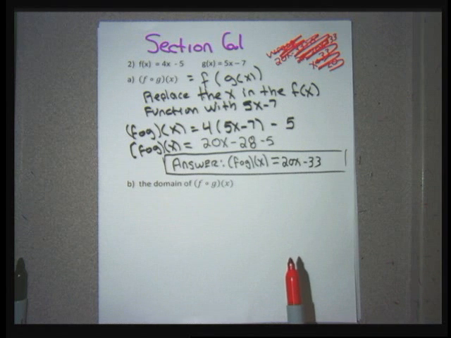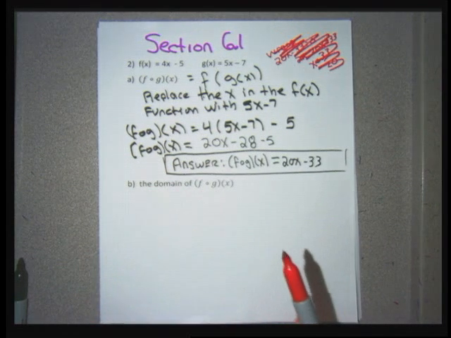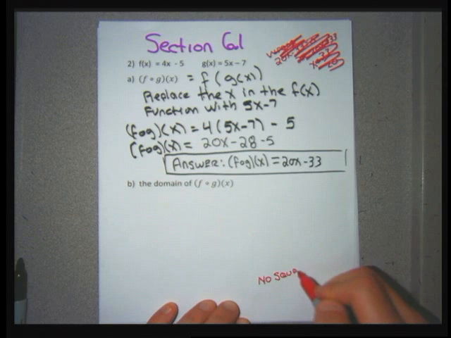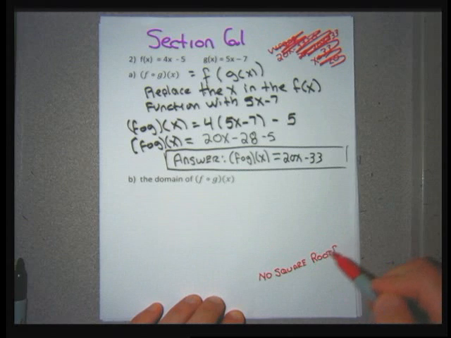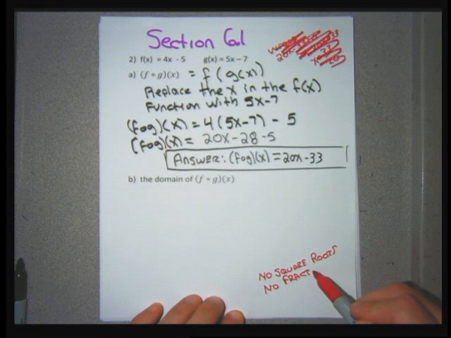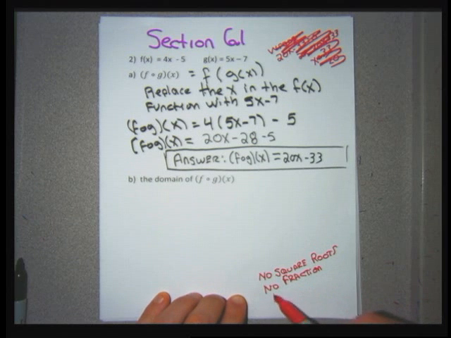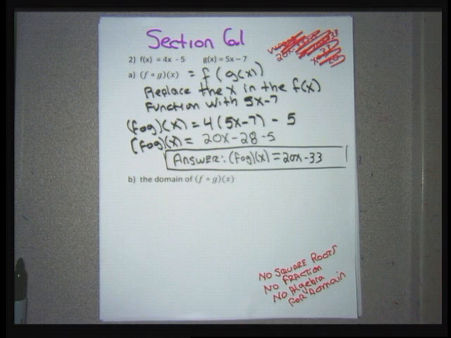And then for part B, finding the domain of f composed with g of x, because there aren't any square roots in f, g, or the answer, and no fractions, there's going to be no algebra for the domain. These are just polynomials. f, g, and f composed with g are all polynomials, so there's no algebra for the domain. And that's going to be the case for the first few examples that I do in section 6.1.